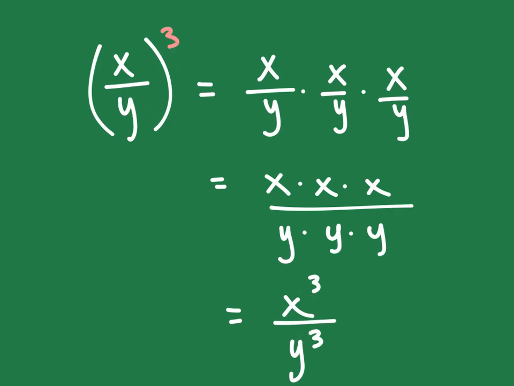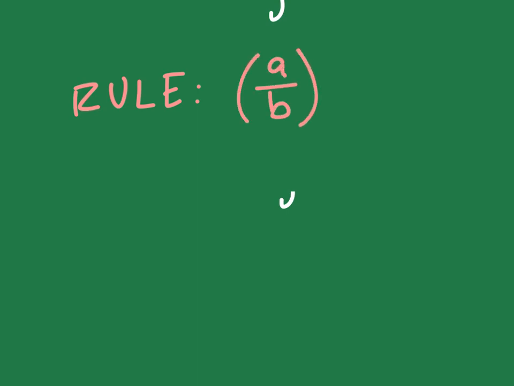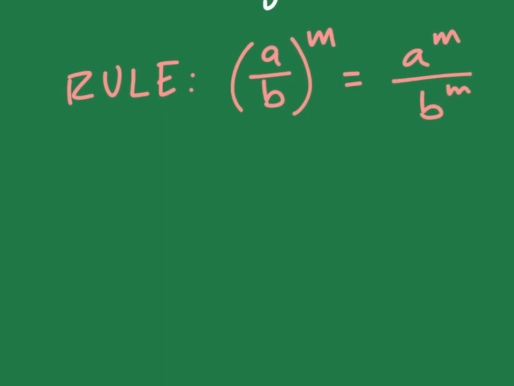So let's write out a rule. Your rule here is that, let's say you've got some number a divided by some number b, and you're raising that to the nth power, then you're simply just going to write a to the n divided by b to the n. And that's your rule.